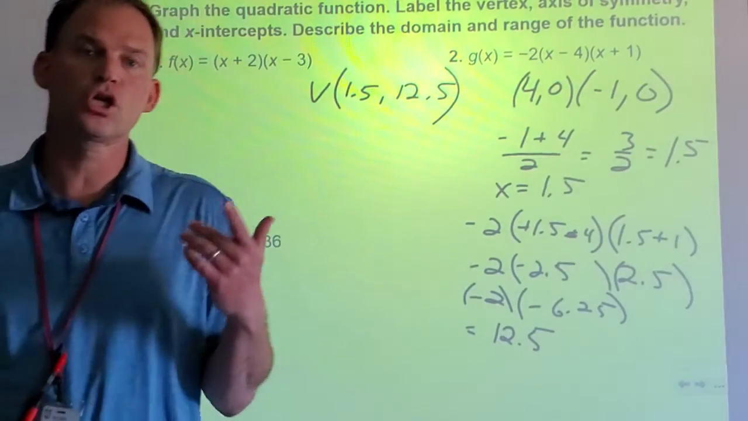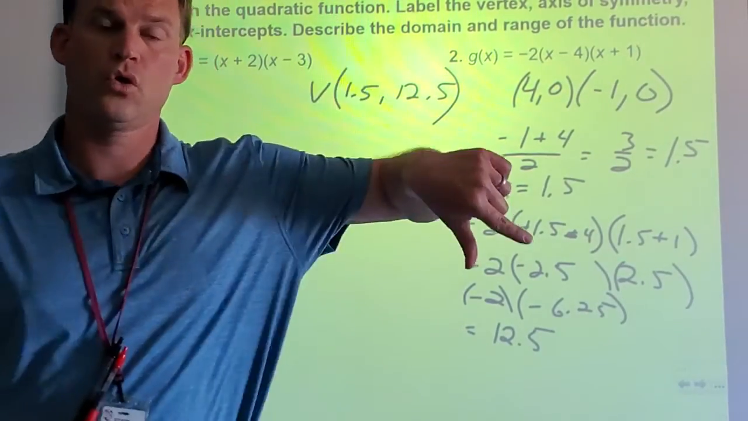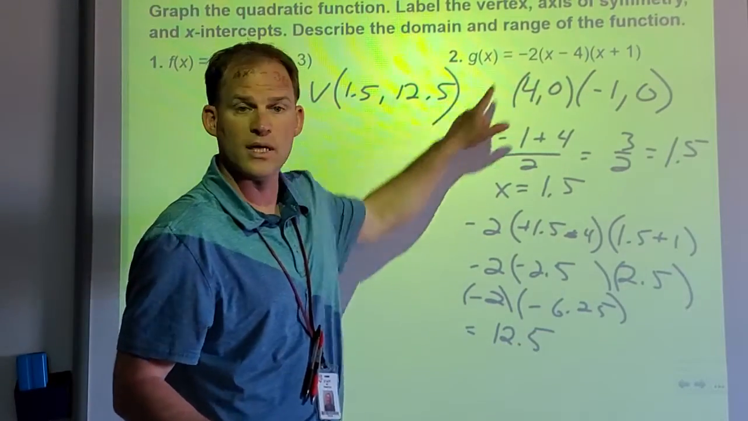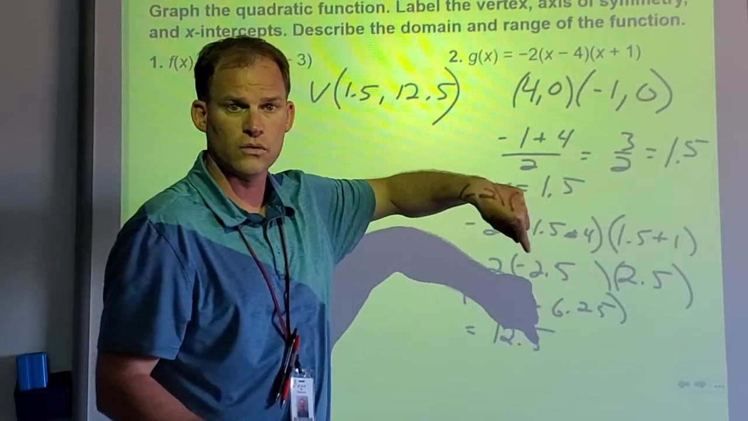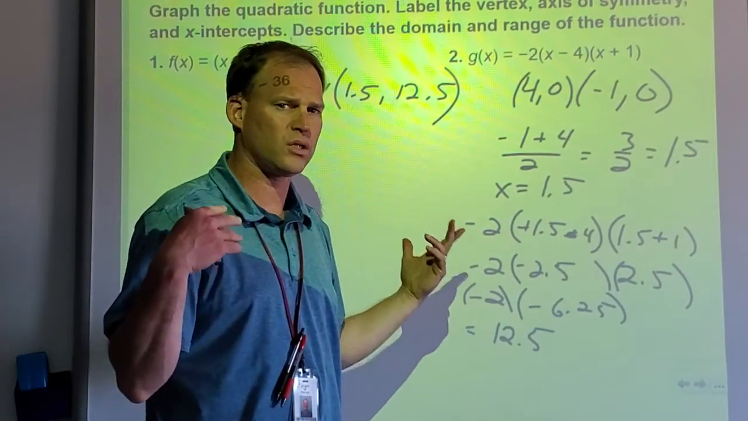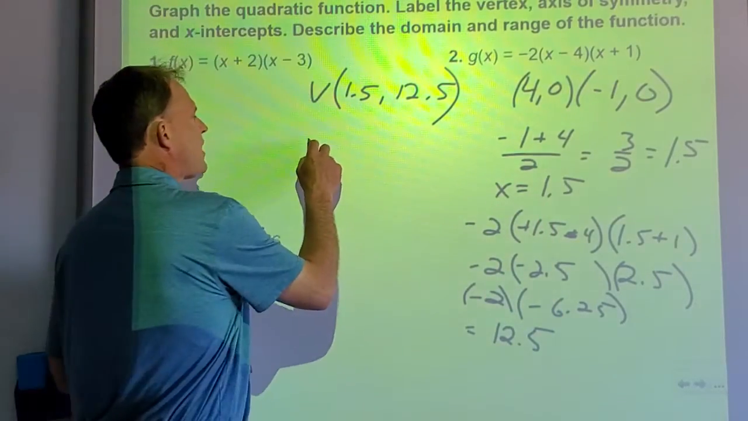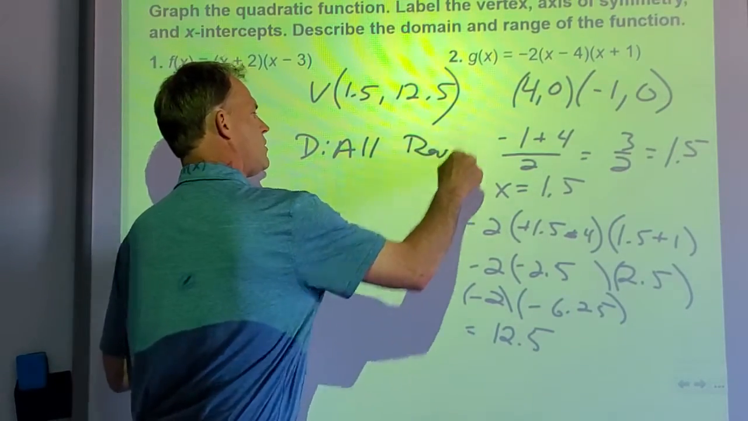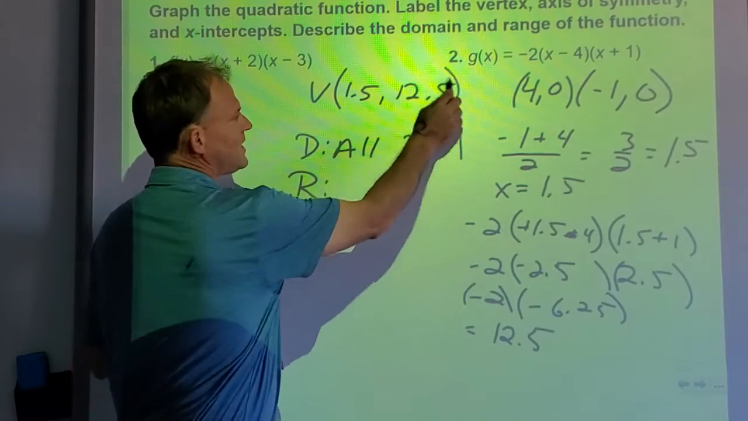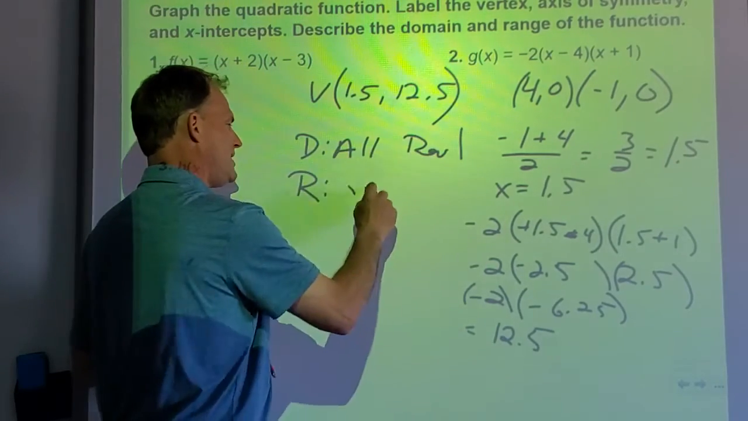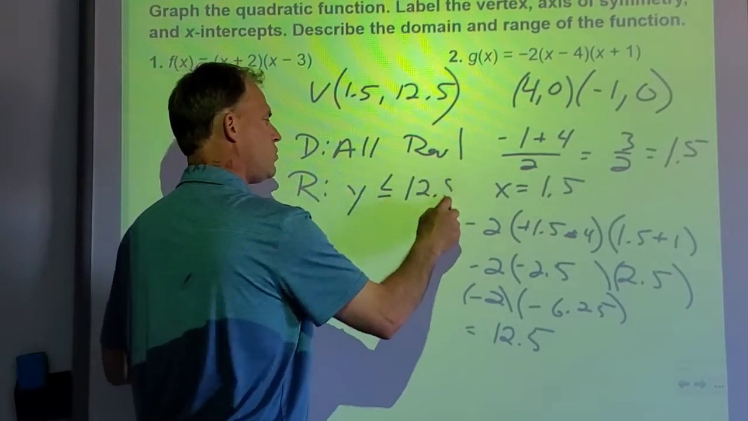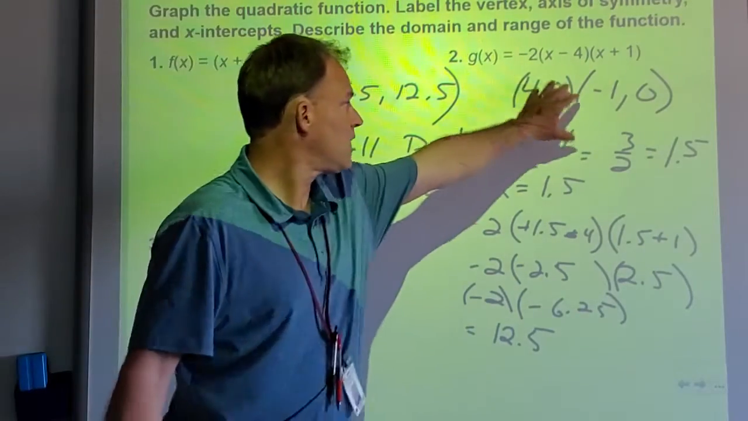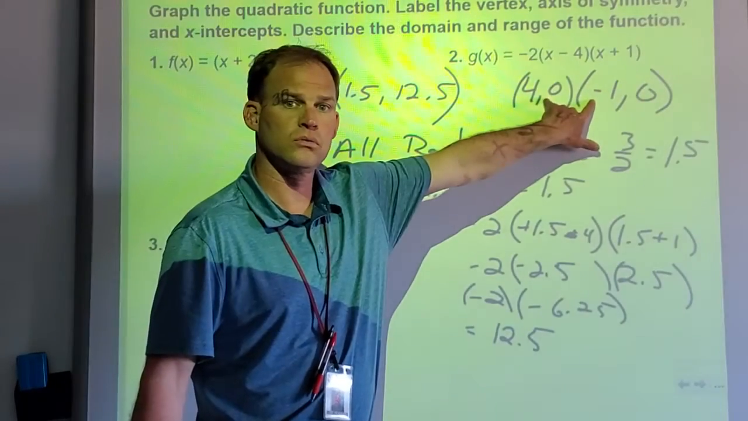Now, is this curve upward or downward? Yeah, we know from this right here, it is a downward facing curve. Okay, so I could graph this all out if I wanted to, but I know it's going down. So then domain is all real, range is this number, and it's going down, so it's less than or equal to 12.5. So there you go.